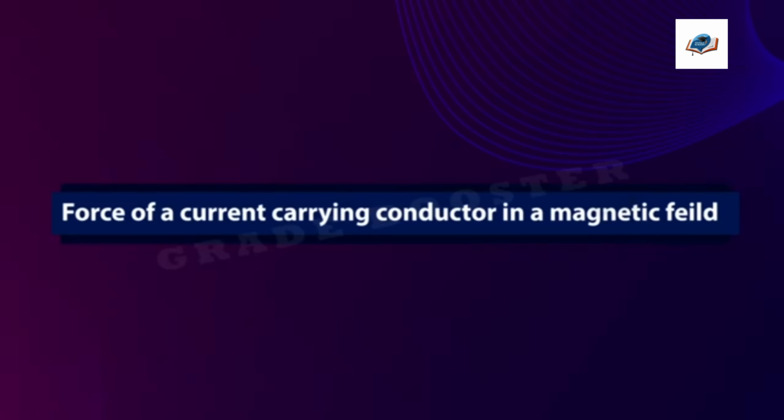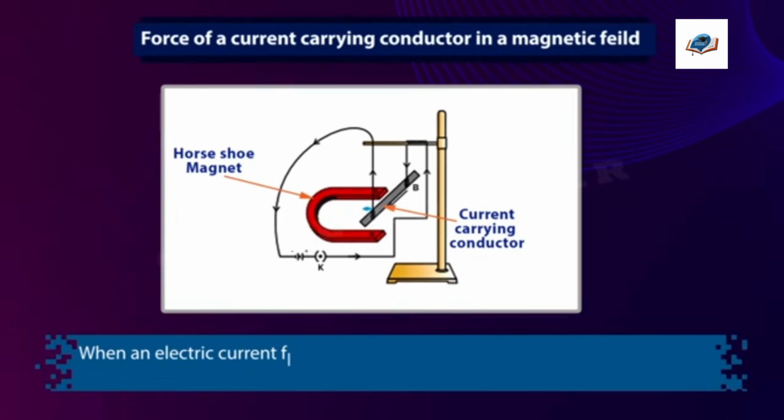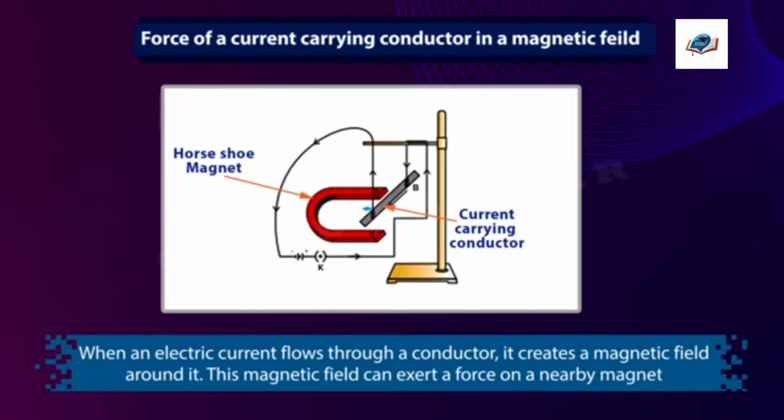Force of a current carrying conductor in a magnetic field. When an electric current flows through a conductor, it creates a magnetic field around it. This magnetic field can exert a force on a nearby magnet. Henri Marie Ampere proposed that the magnet also exerts an equal and opposite force on the current carrying conductor.